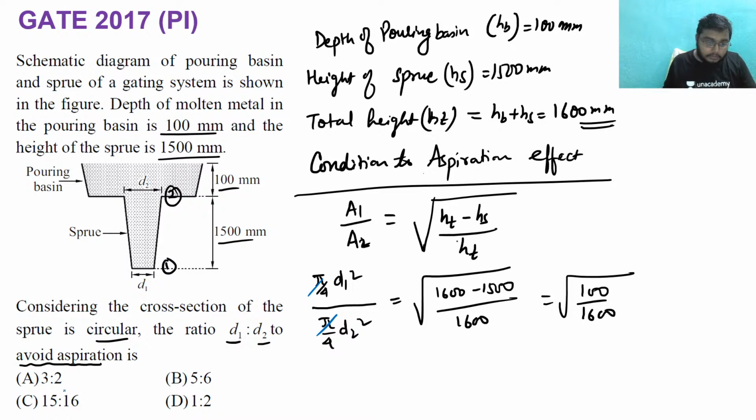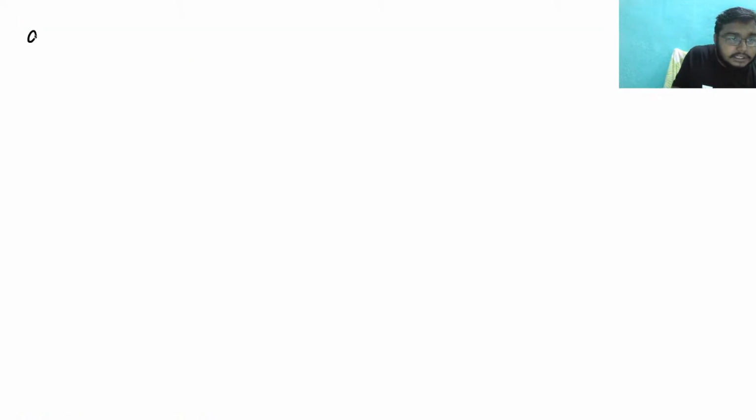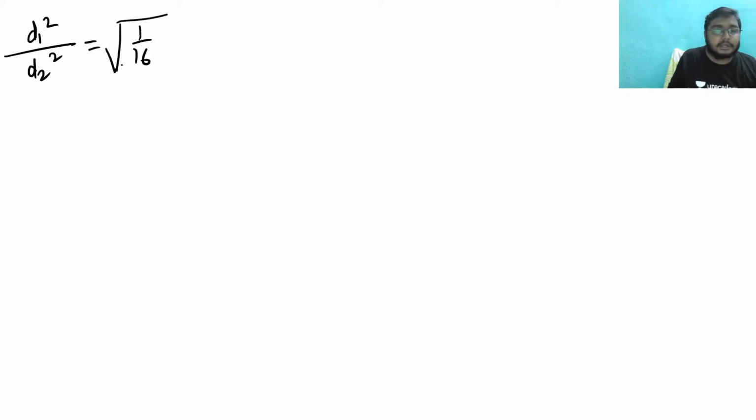So we are left with only and only d1 square by d2 square is equal to root over of 100 by 1600, that is 1 by 16. Clear? So let me write it here, that I am getting d1 square by d2 square is equal to root over of 1 by 16. So now if you calculate it, you will get the answer as 1 by 4.